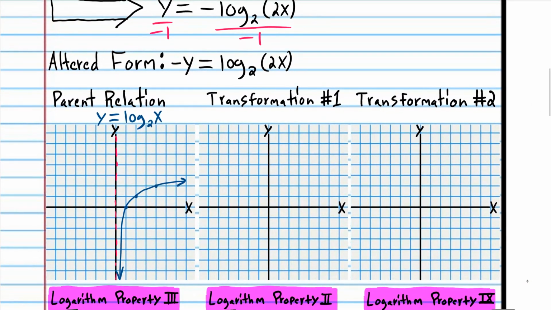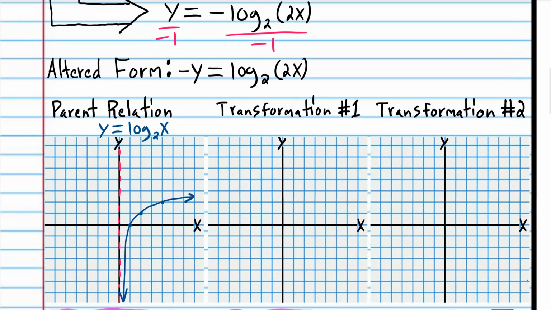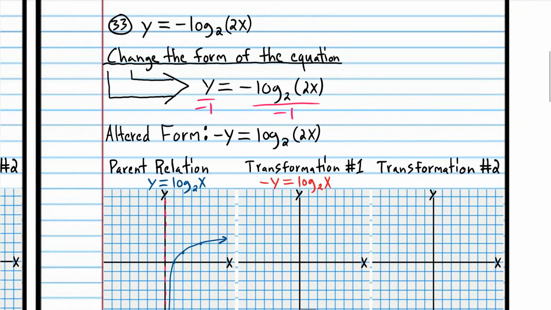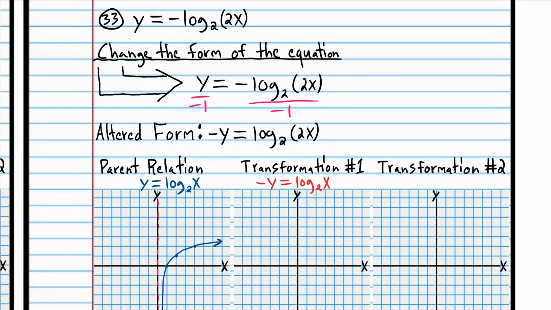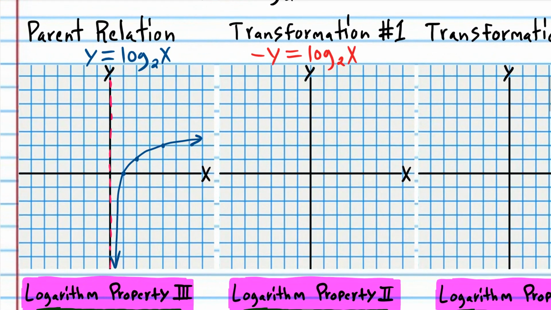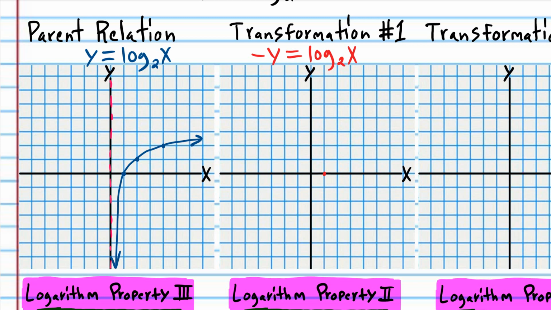Okay, so again, we have a negative over here and we have a 2 multiplied by x over here. Because they're separated on either side of the equation, you don't have to worry about the order that you transform. So we can reflect first or we can dilate first. I'm going to reflect first. When you write a negative on the y, you reflect across the x-axis. So I'm just going to flip these points over the x-axis and connect the dots. And I can't forget to draw my vertical asymptote.